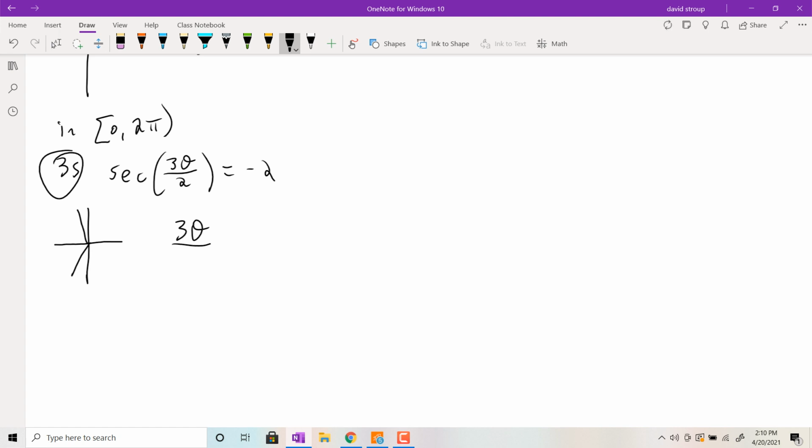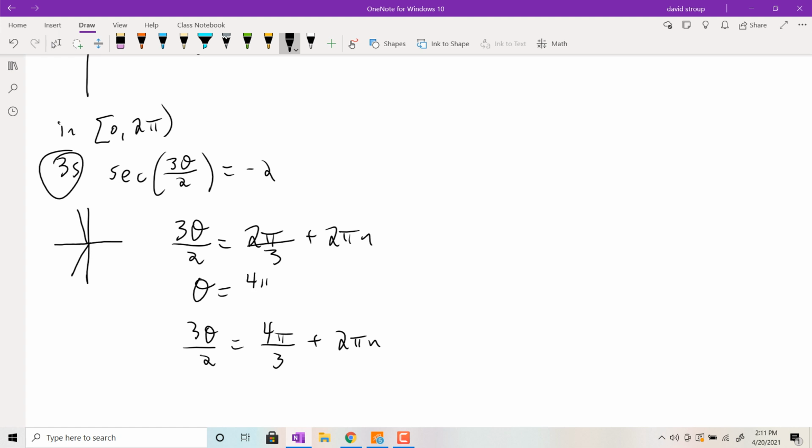Okay, so we'll have 3 theta over 2 equals 2 pi over 3. And then 3 theta over 2 equals 4 pi over 3. And of course, plus 2 pi n. We want to isolate theta, so multiply everything by 2/3. So theta will be 4 pi over 9 plus 4 pi n all over 3.